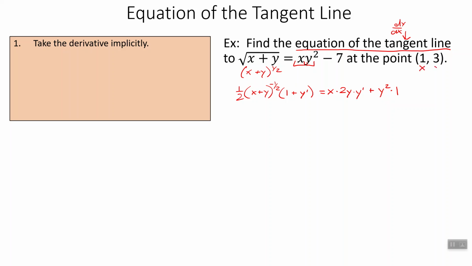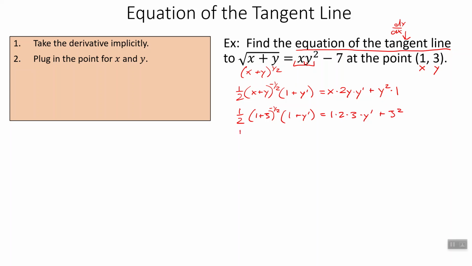So my x here is 1, my y here is 3. It's kind of reverse from what we had last time. I'm just going to plug in. All right. So I believe that is the next step. Yep, plug in for x and y. So we get 1/2, (1 plus 3) to the negative 1/2, (1 plus y prime) equals 1 times 2 times 3 times y prime plus, let's see, 3 squared times 1, so just 3 squared.